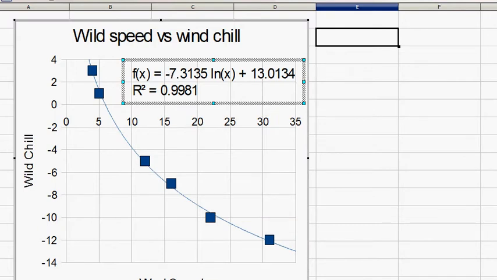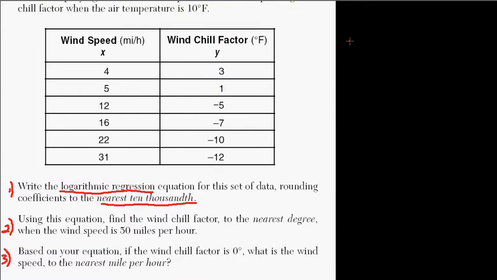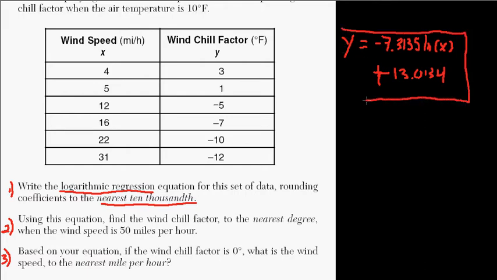Now that we have that equation, so we have y equals negative 7.3135 times natural log x plus, that's a plus sign, plus 13.0134. That's our equation. So that's part A right there. Part 1 is done. Okay, and we've rounded to the 4 decimal places.